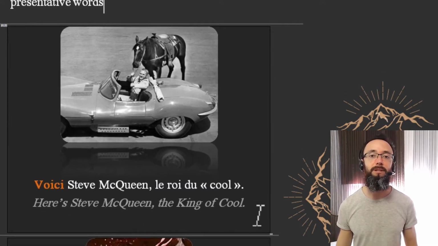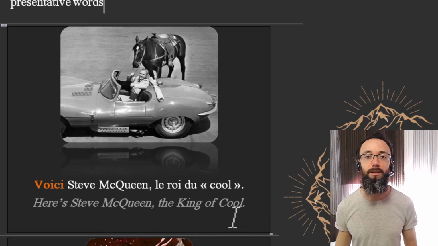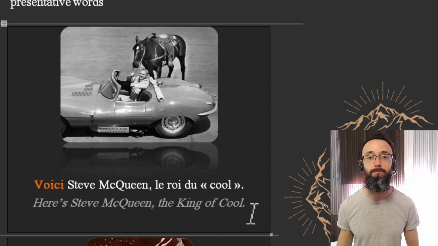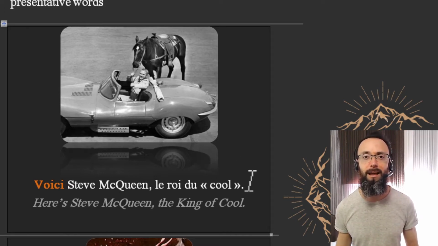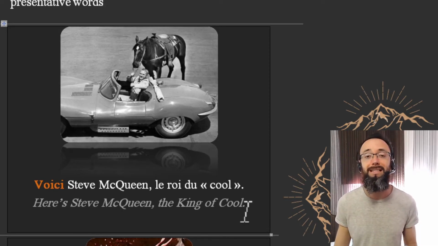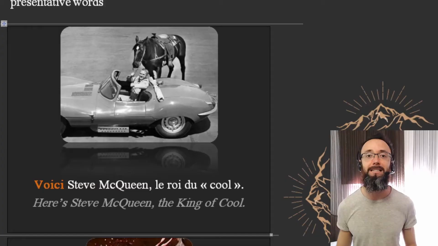Here is Steve McQueen, the king of cool. Voici Steve McQueen, le roi du cool. You can see the man in his Jaguar convertible, and his horse, because obviously one vehicle is not enough for a man like that. Voici, here is. And again, you will notice that there's no verb. Not a soul of a verb in this sentence, only the presentative in French. Voici Steve McQueen, le roi du cool.